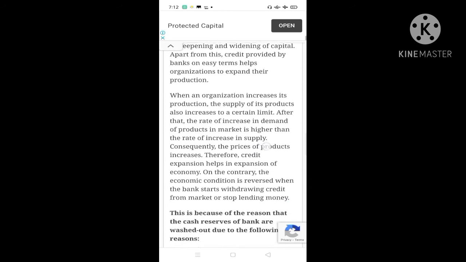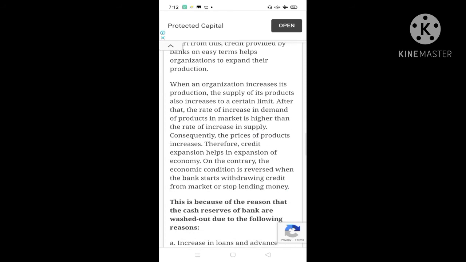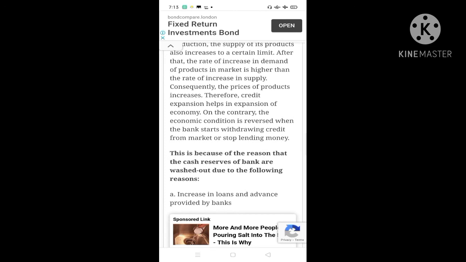On the contrary, when the economic condition is reversed, when banks start withdrawing credit from the market or stop lending money. Suppose a bank withdraws money from the public. What will happen? It will lead to the failure of an economy or decline in the progress of the economy. This is because the cash reserves of banks are washed out due to the following reasons.